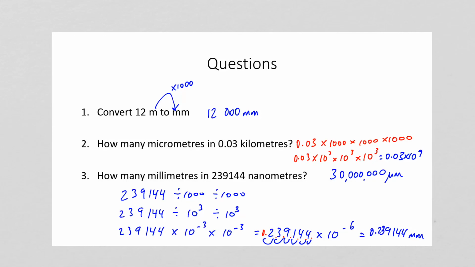You do not have to do it this way. If you don't want to, you can simply put that into your calculator. You divide by 1,000 once, you're going to get 239.144. Divide by 1,000 again, and you're going to get 0.239144.